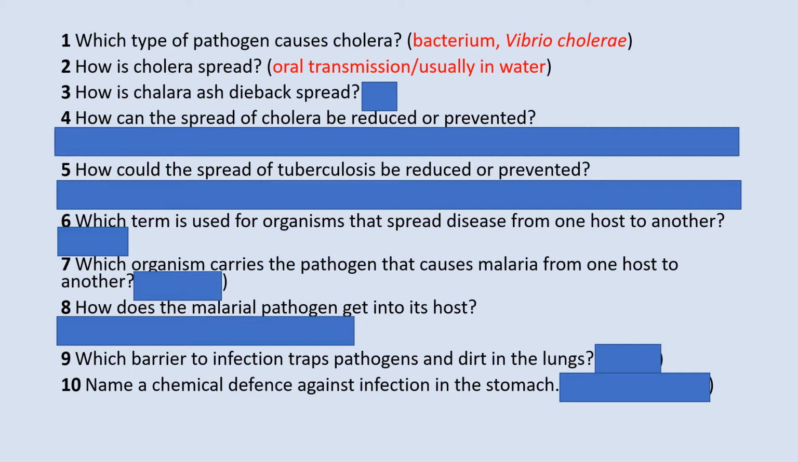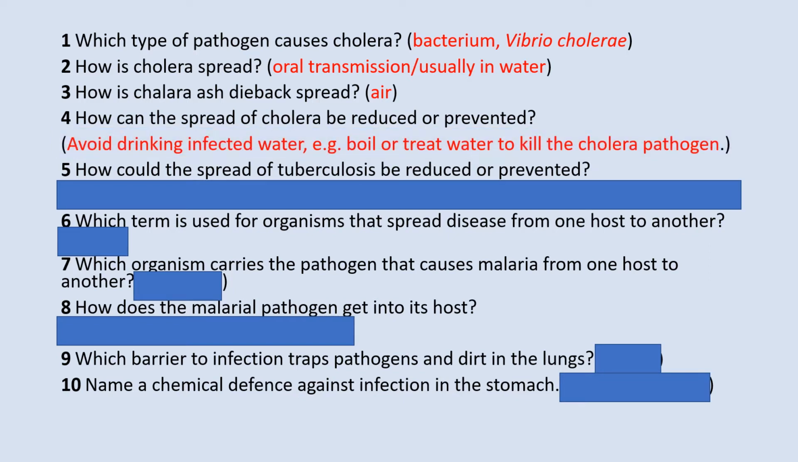How is ash dieback spread? It is spread through the air. It's an airborne fungus, so it releases spores. How can the spread of cholera be reduced or prevented? We've spent an entire lesson on this one, so avoid the water that is contaminated. If it is contaminated and you have to drink it, please do sterilize it first, so boiling or treating it.